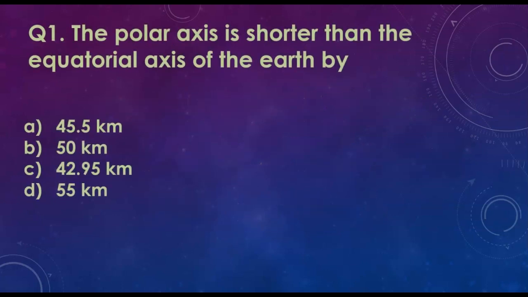Question 1. The polar axis is shorter than the equatorial axis of the Earth by option A, 45.5 kilometers, option B, 50 kilometers, option C, 42.95 kilometers, and option D, 55 kilometers.